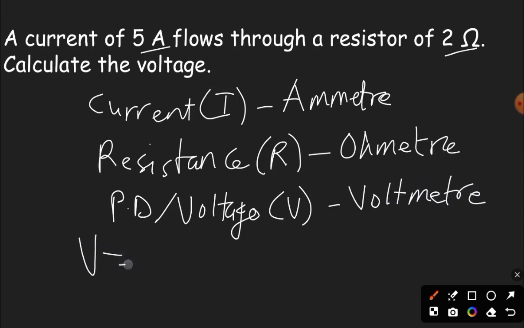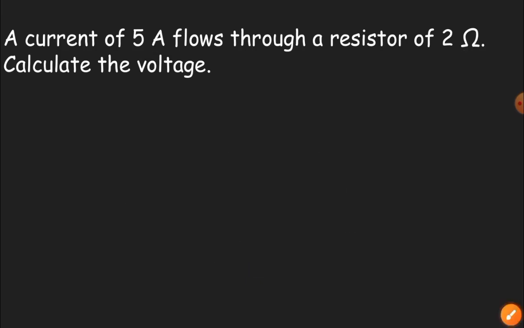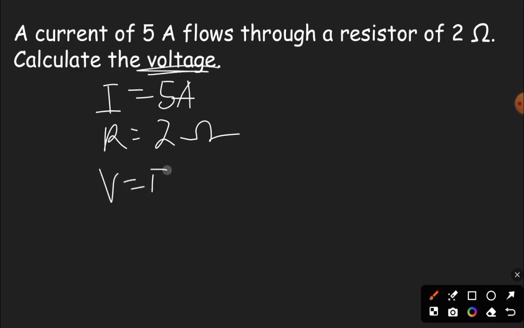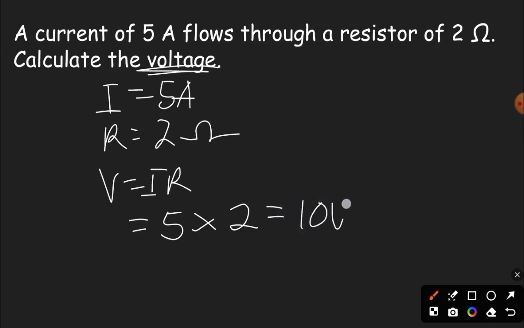Potential difference equals current times resistance, and we can also have power in there. Power equals current times potential difference. A current of 5 ampere, I equals 5 ampere, is passed through a resistor of 2 ohms. Calculate the voltage or potential difference. V equals IR. So our current is 5 multiplied by our resistance, which is 2. We're going to have 10 volts.